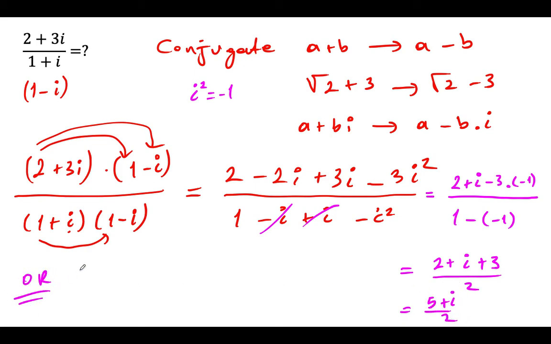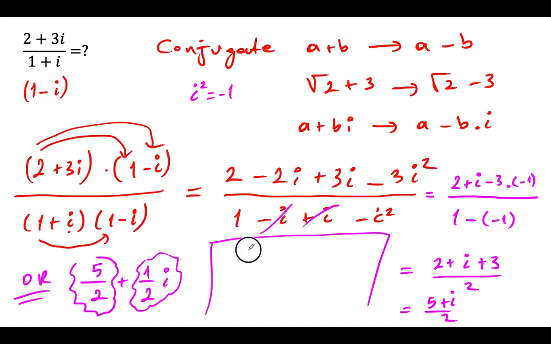Or how can we write this? It is 5 over 2 plus 1 over 2i. So this is directly equal to 5 plus i over 2. And this is called the real part, and this is called the imaginary part, 1 over 2. Just I want to give you one practical rule.